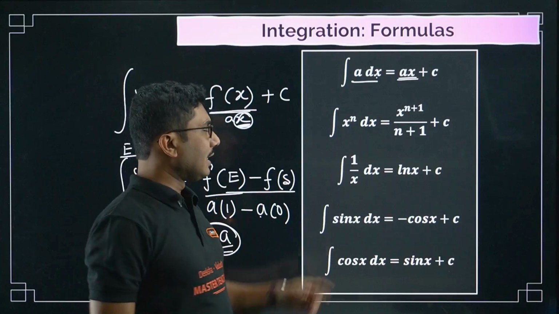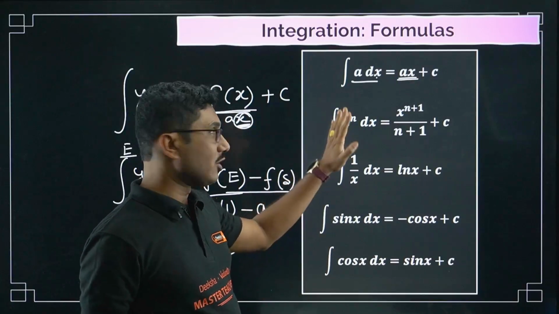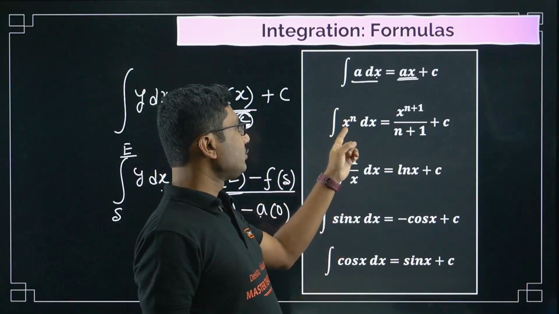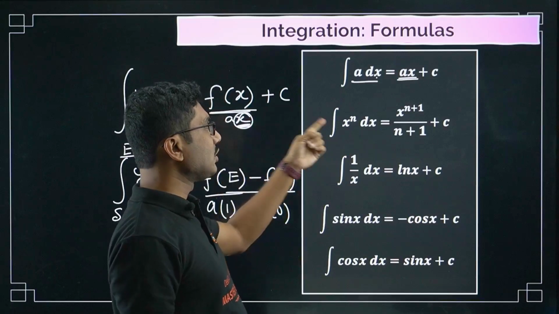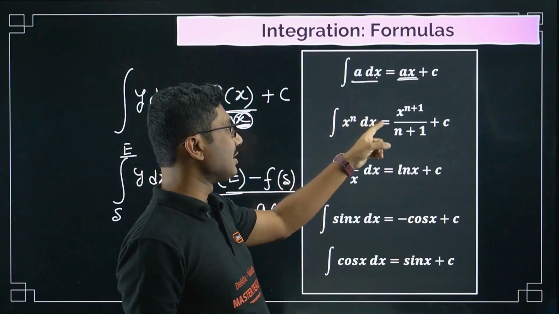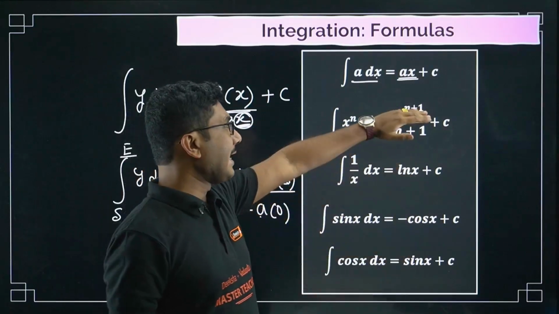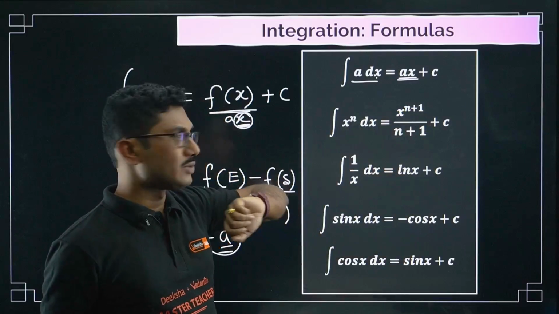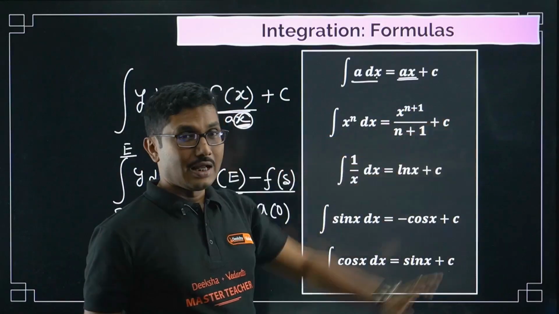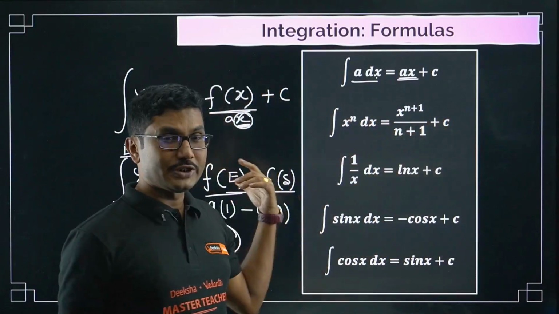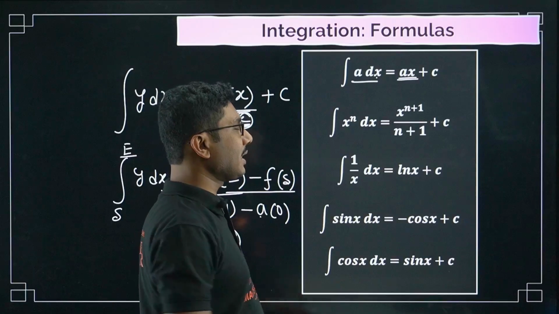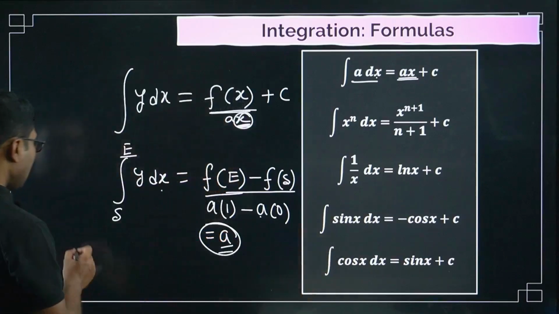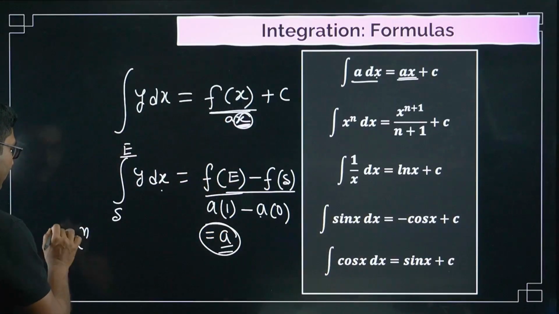Okay, normally this is also a very common integration formula. x to the power n dx is equal to x to the power of n plus 1 by n plus 1, plus c. In case of differentiation it was opposite, it was decreasing. If you remember, in case of differentiation, what was the derivative of x to the power of n?